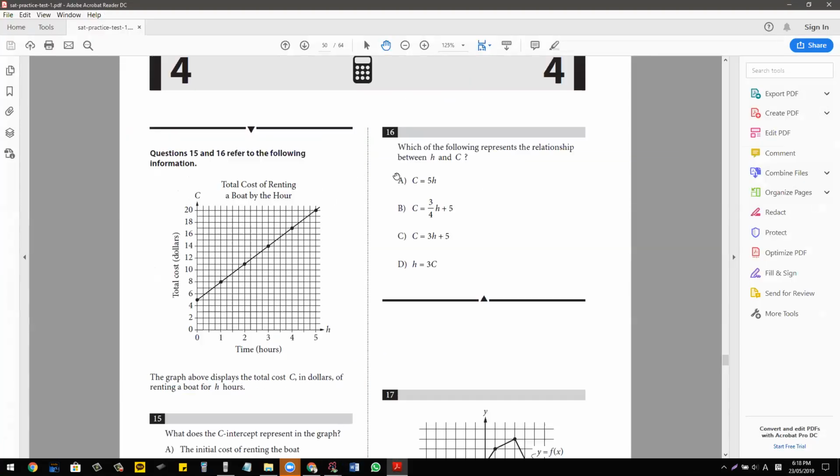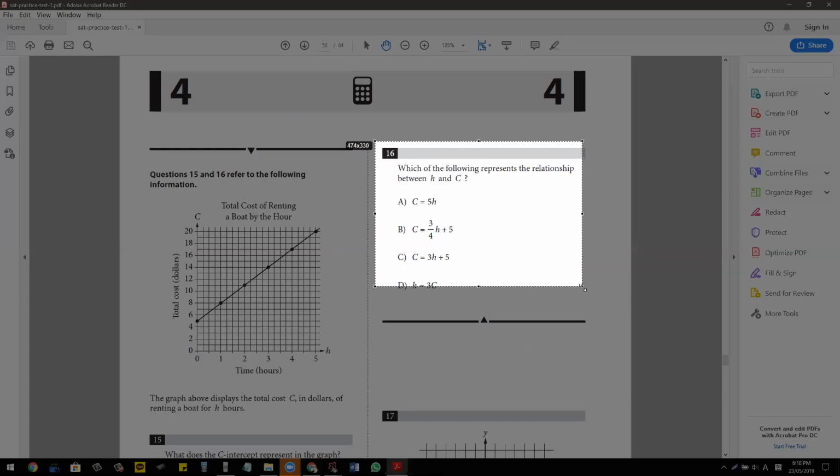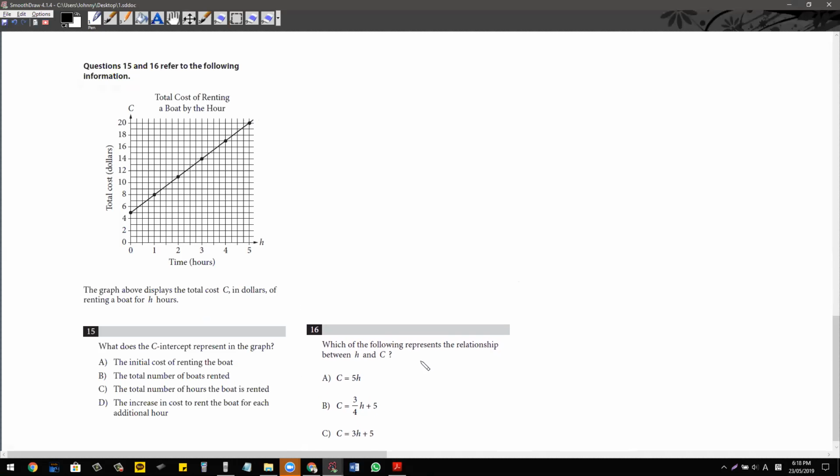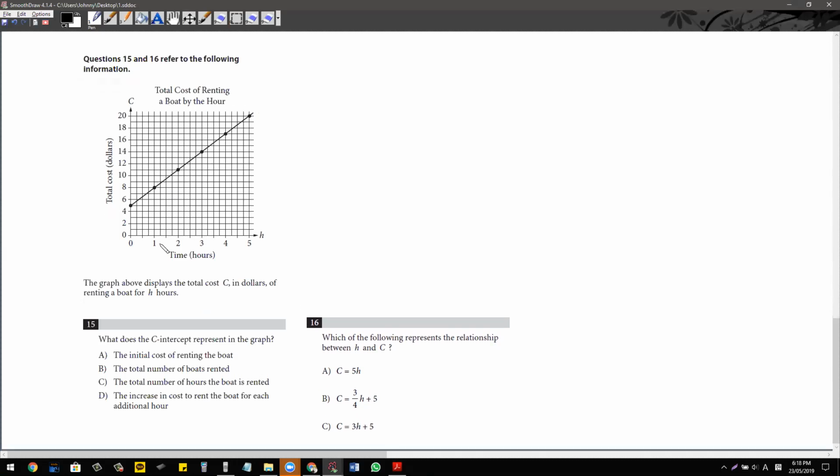This one here. Copy that one as well. So just a simple straight line equation. It's asking the total cost of renting a boat by the hour. The more hours you rent, the more the rent goes up. If you borrow for 1 hour, you have to pay $8. That's really cheap. 5 hours, then you have to pay $20.